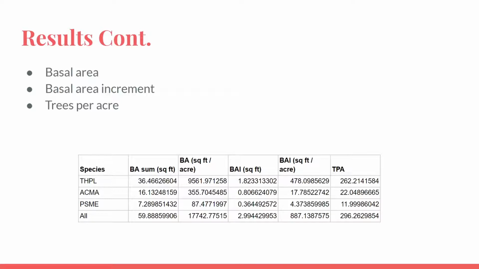When looking at the trees per acre for each of the species, the largest was again Thuja plicata at 262.2 trees per acre. Next we had Acer macrophyllum at 22.4, and last, Pseudotsuga menziesii at 11.9. The total value for trees per acre I found was 296.2.